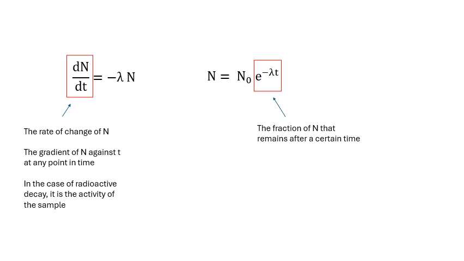This e to the minus lambda t, at the beginning, when N equals N naught, equals 1. Then as time goes by, that e to the minus lambda t gets smaller and smaller, and it approaches 0. So e to the minus lambda t goes from 1 at the beginning to 0. If you multiplied it by 100, it would tell you the percentage that remains after a certain time. e to the minus lambda t, the fraction of N that remains after a certain time.